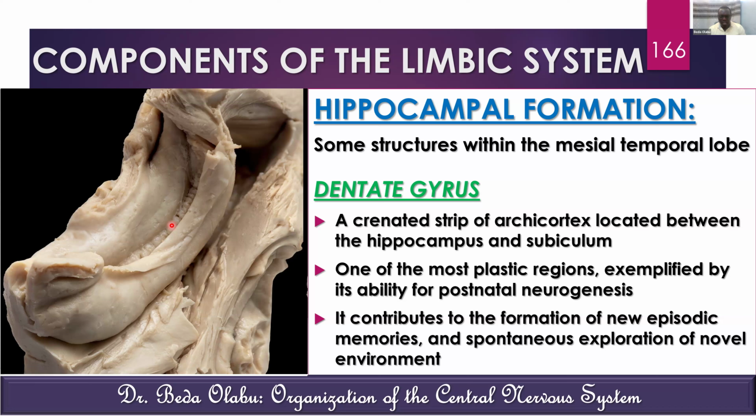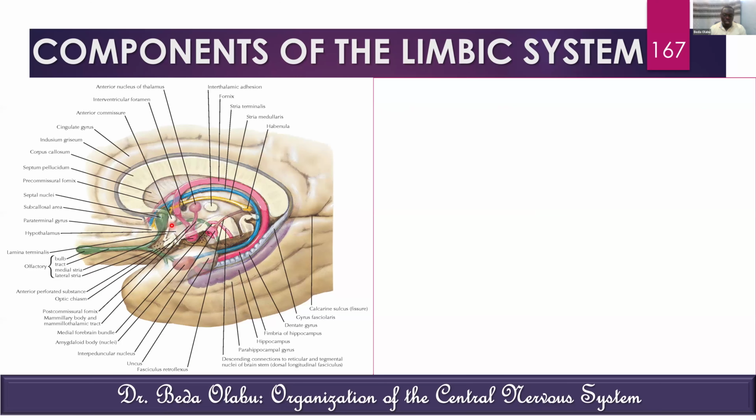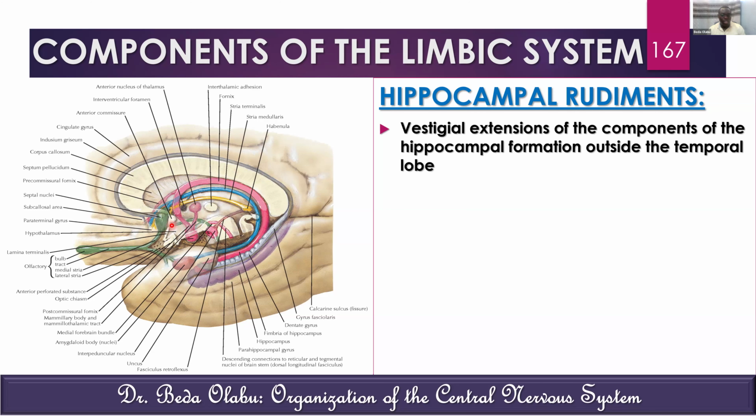It's also important in spontaneous exploration of some novel environment, something you've never done before, but you're just exploring some new environment, so to register new memories. That's dentate gyrus. Great, so we've looked at the 4 major components of the hippocampal formation. But as I mentioned to you, we also have what we call hippocampal rudiments. And so I want us to go through the hippocampal rudiments.